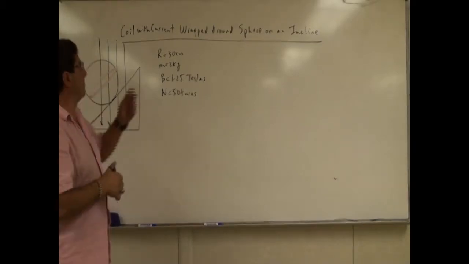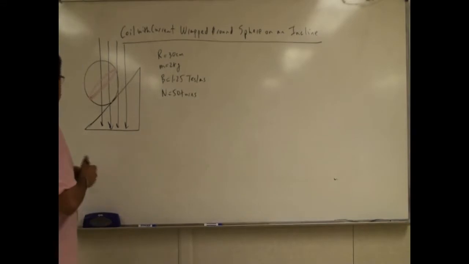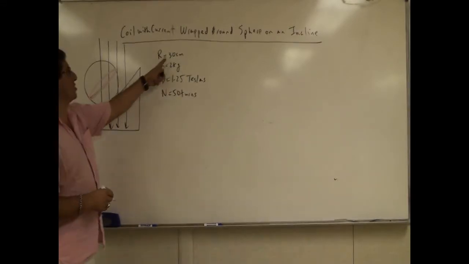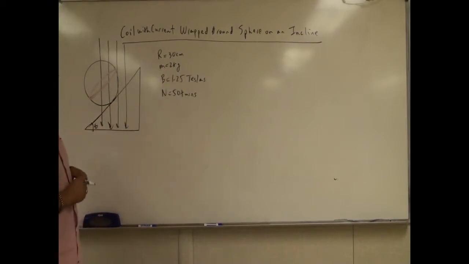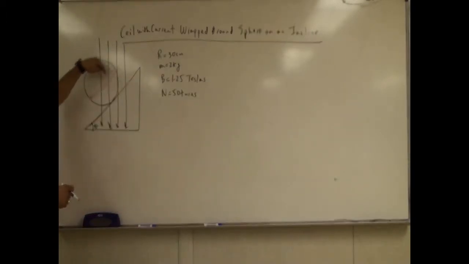Okay, welcome back. Now the problem I'm going to do is called the coil with a current wrapped around a sphere on an incline. The incline has an angle theta. So we have a sphere here, radius 30 centimeters, mass 2 kilograms. We have a magnetic field pointing down, 1.25 Teslas. And then there's a coil here wrapped on the equator.